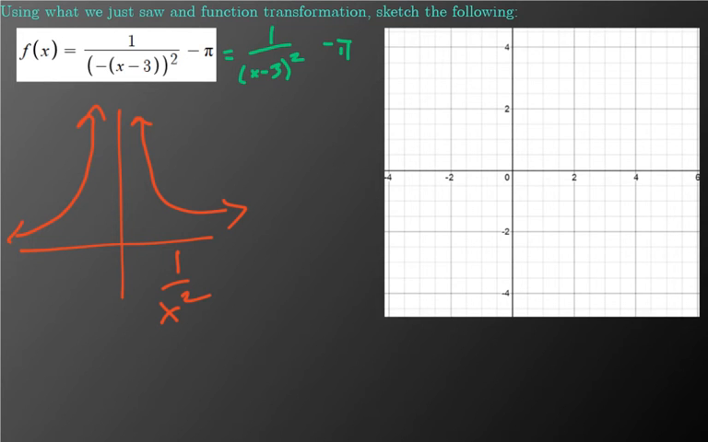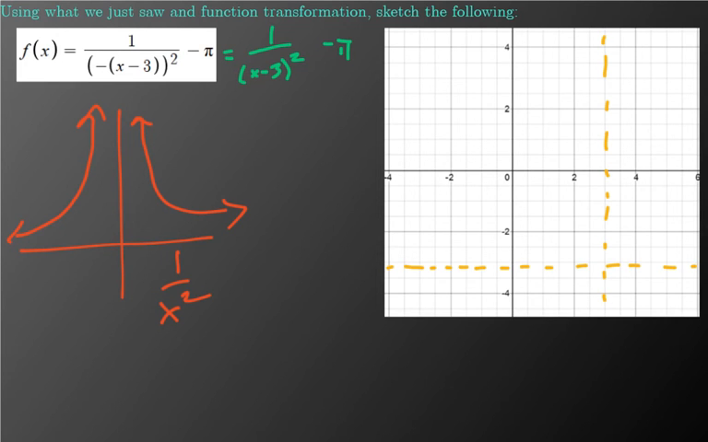And so that's really what I'm going to basically use now. Based off of this, I'm going to shift it to the right 3, so that would affect the vertical asymptote. The vertical asymptote is going to be at 3. And then the minus pi is shifting it down, so it's a little bit past 3. That right there.